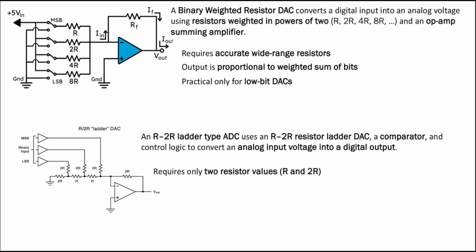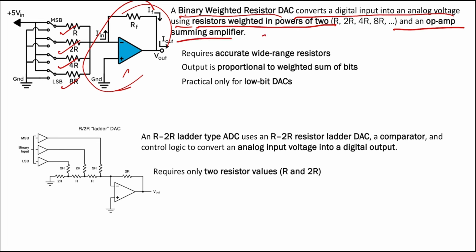The first DAC we are going to discuss is the binary weighted resistor DAC. In this figure we can see that it converts a digital input into the corresponding analog output value by using weighted resistors. Here we can see R, 2R, 4R, 8R. These are the resistor values. The resistors are weighted in powers of 2, and there is also a summing amplifier, an op-amp summing amplifier.